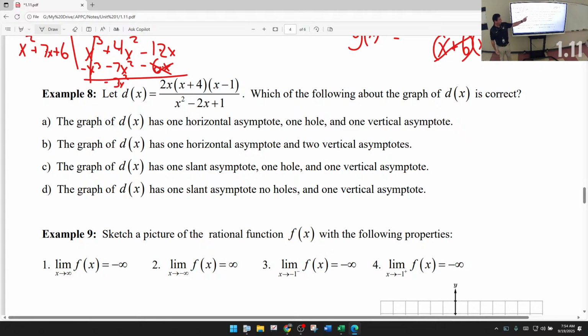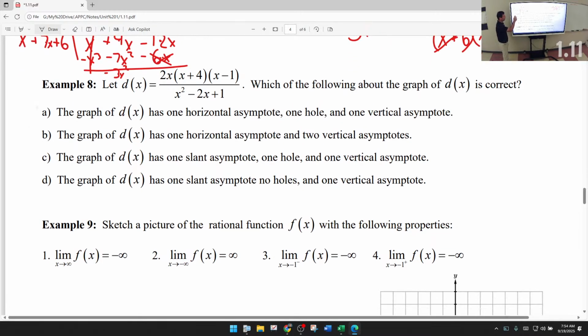Has 1 horizontal asymptote. It can't have a horizontal. If it has a slant, it can't have a horizontal. It's a horizontal or a slant or none. It does not have a horizontal. Has 1 horizontal. Guys, this is so common for these. You always have 4 choices. 2 of them are always immediately wrong. And then you have a 50-50 shot.